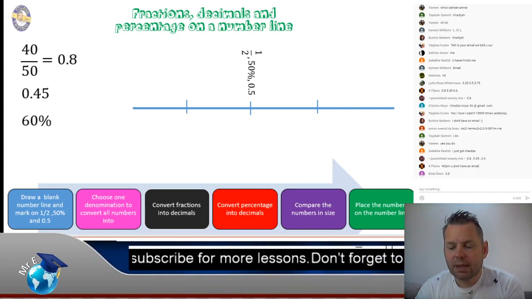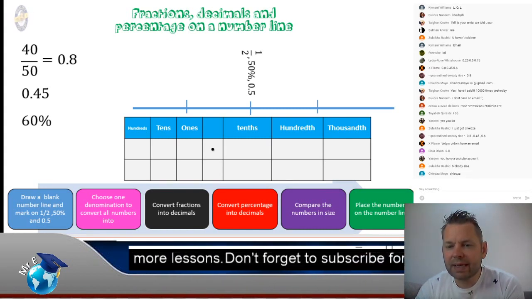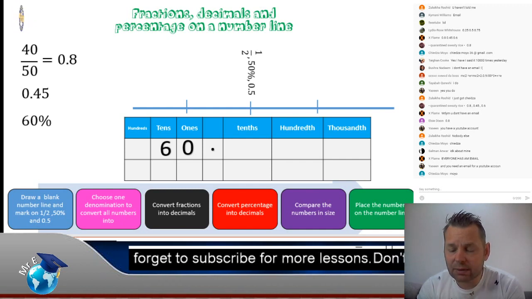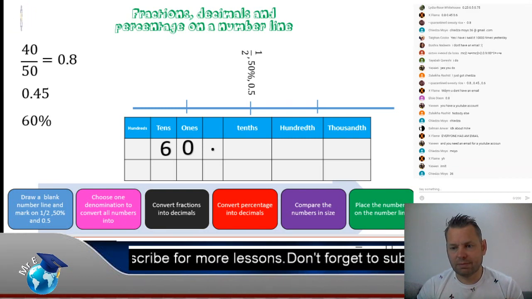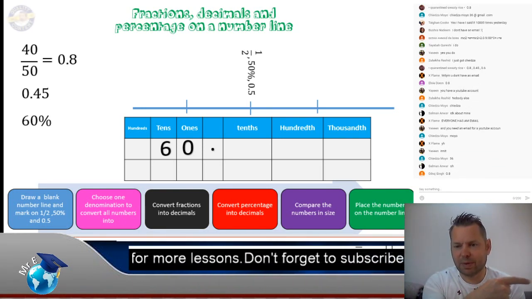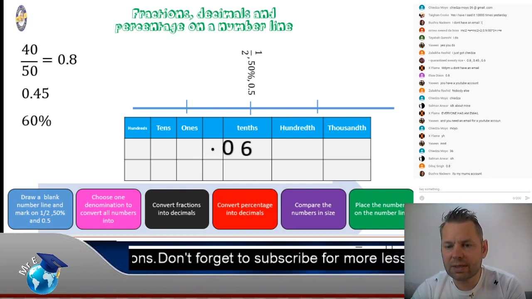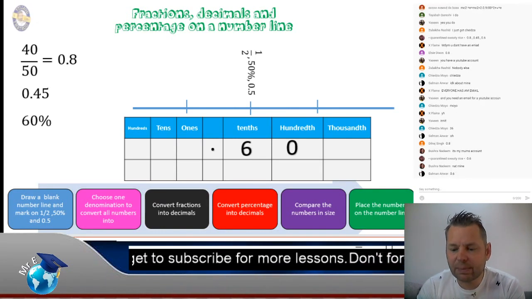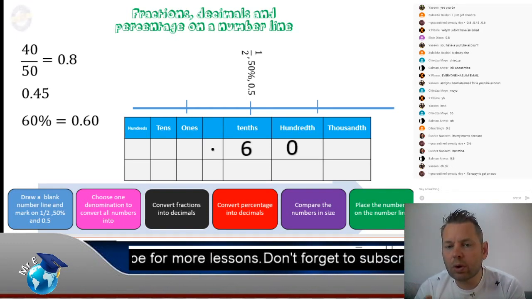Okay. Then we look at the 60%. We draw our place value grid. And we're going to place our numbers in the place value grid. And as before, we're going to move 2 places because we're dividing now to the right, this way on your screen. Okay, so we move our 6, we move our 0, and we can see that the equivalent decimal of 60% is 0.60. So now we have all the decimals in place.